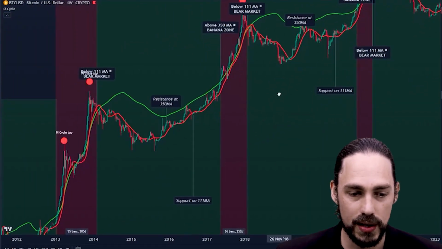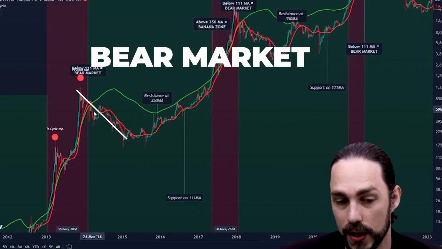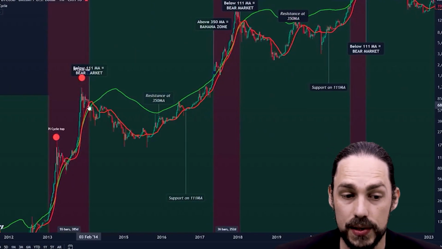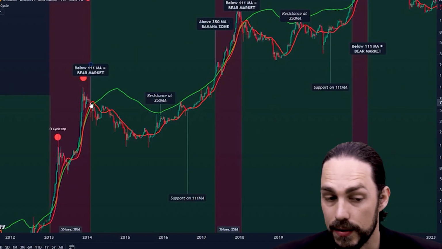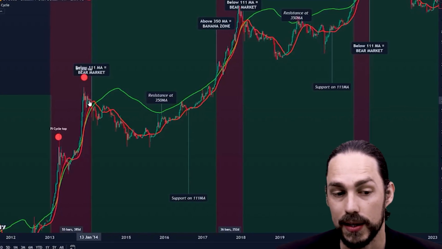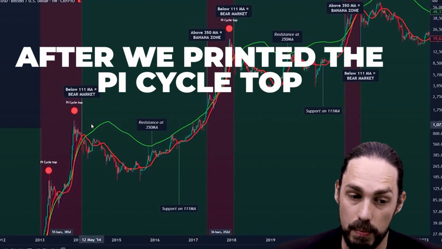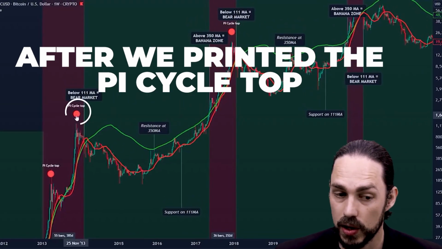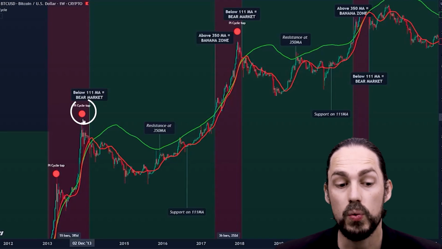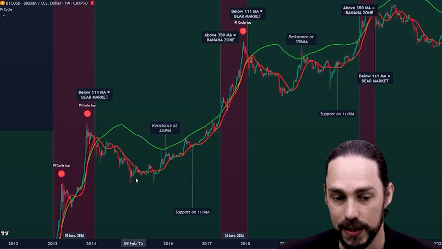Now, if we go to the 2013 bull run, we can see that we had this bear market. As soon as the price breaks this 111, the red line, we can see that we entered a bear market after we've printed the Pi Cycle Top. So we can see as soon as the Pi Cycle Top Indicator prints, after we break back down below this red line, the bear market started.